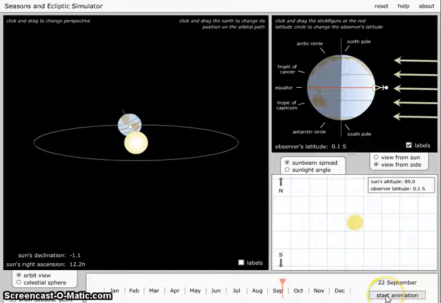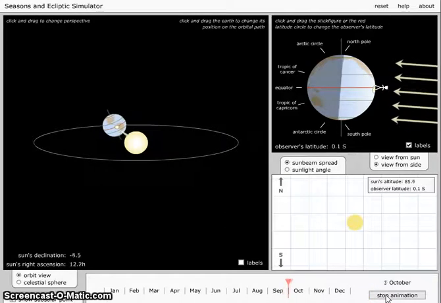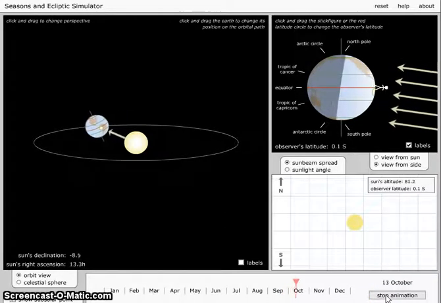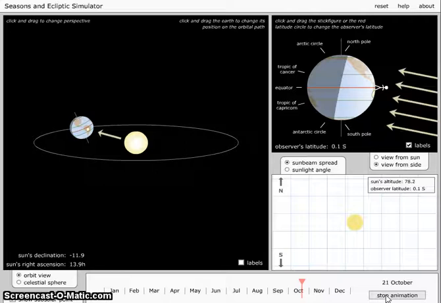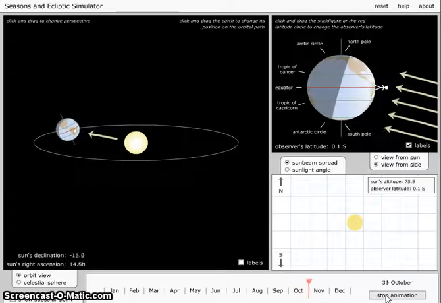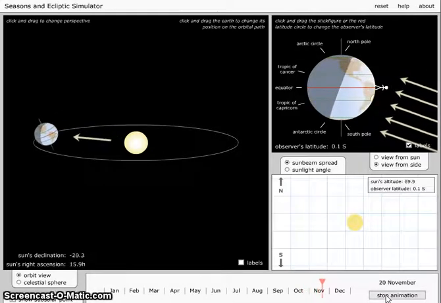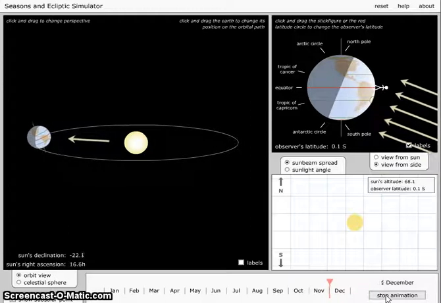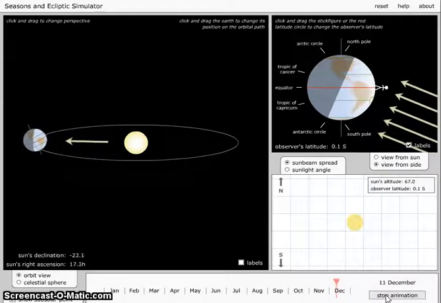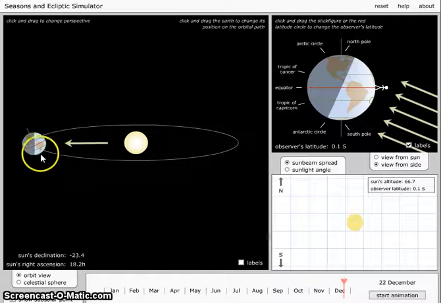Okay, once again, start the animation. And we will stop the animation at December 22nd, which will be our first day of winter in the Northern Hemisphere. Okay, December 22nd. 14A, which pole is tilted more towards the sun? You've got the south pole tipped towards the sun.